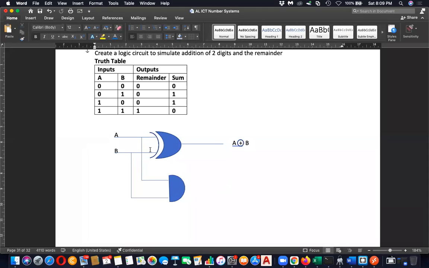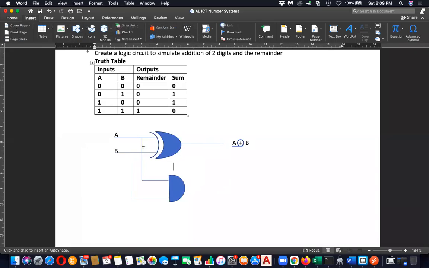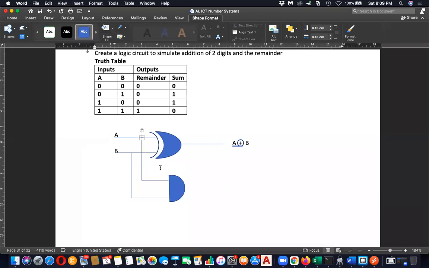This is from B. And these are the joints which are soldered. I'm just going to mark this. Soldered joints. This joint is soldered. And this joint is also soldered.